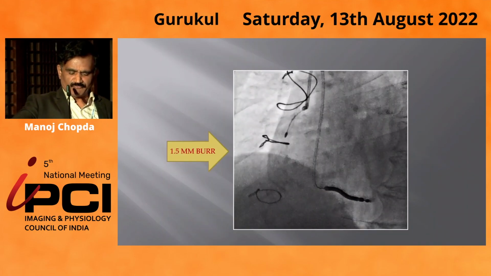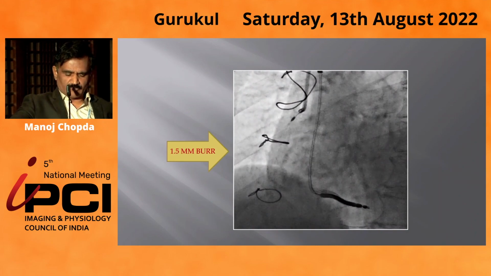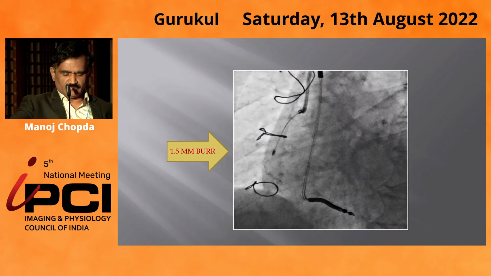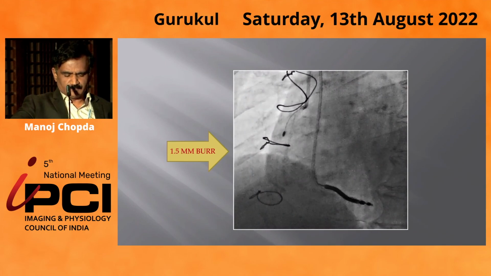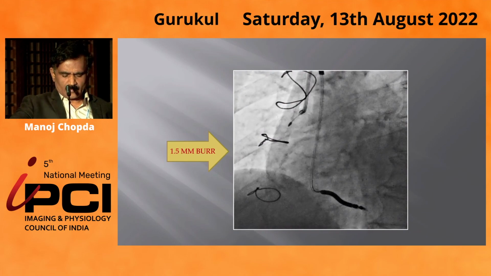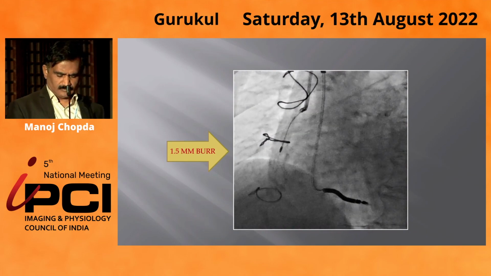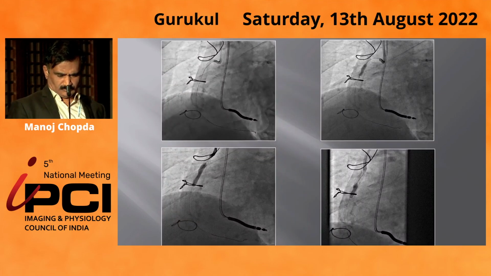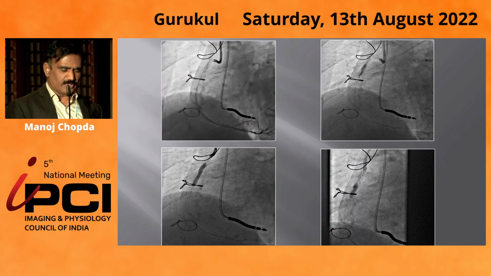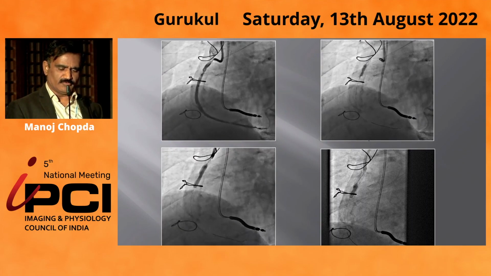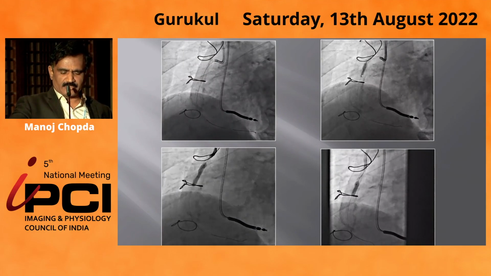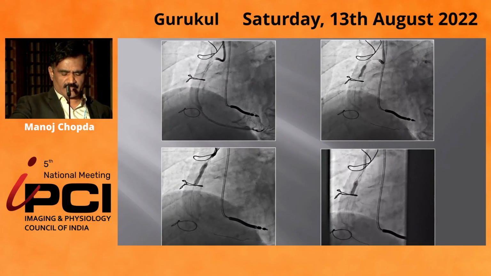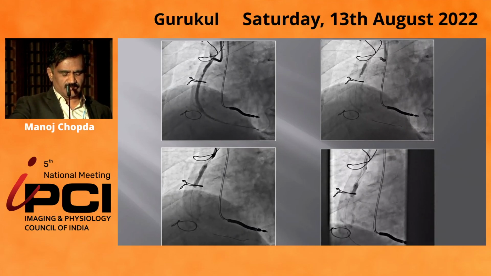We used a 1.5 millimeter burr at 1.8 lakh RPM. We did 3 runs with a polish run with the rota. And we could achieve a good luminal area. So we went with a 3.5 x 12, dilated the lesion again with an NC balloon at 14 to 18 atmosphere pressure.